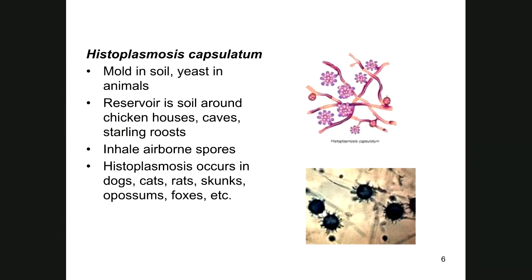Histoplasmosis capsulatum. Mold in the soil, and the yeast in animals, reservoirs, soil, especially around chicken houses. So chicken houses, caves, starling roosts might have this one. And histoplasmosis occurs in dogs, cats, rats, skunks. And you have some illustrations of how it looks.